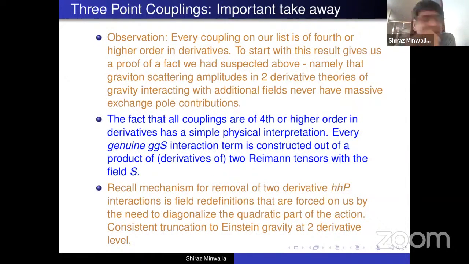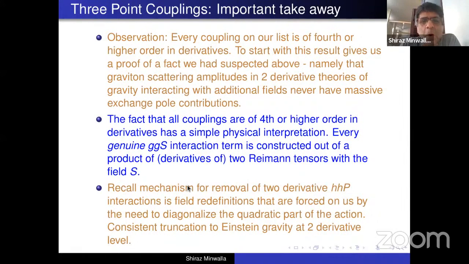I claimed that in any 2-derivative theory of gravity, interacting with any other fields, you never have tree-level scattering of 2 gravitons to some other particle. This gives a proof of that fact, because all couplings of 2 gravitons to any other particle are at least 4-derivative or higher. And we show this just by simple group-theoretic enumeration. Okay?